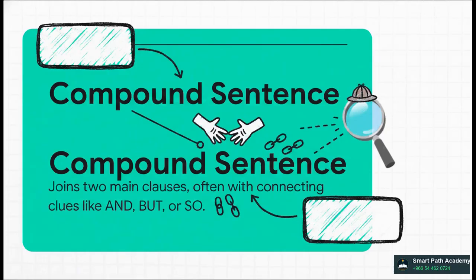Okay, moving right along to our next tool. Let's see how this builds. A compound sentence takes two of those strong, independent main clauses, those simple sentences we just talked about, and joins them together. Think of it like two complete ideas holding hands. But they can't just float next to each other, right? They are held together by tiny but incredibly mighty connecting clues. As a grammar detective, you're specifically on the lookout for the words and, but, or so. Spotting those little connectors is literally your quickest way to identify a compound sentence.